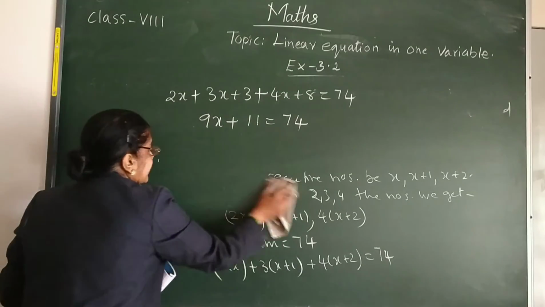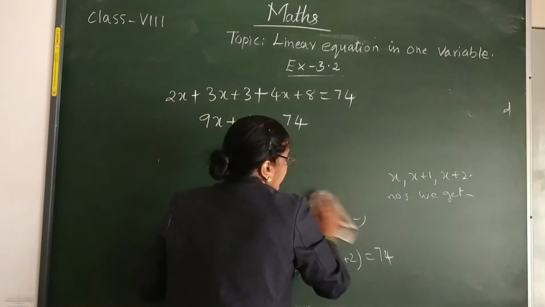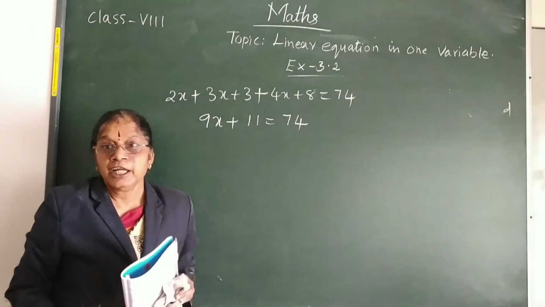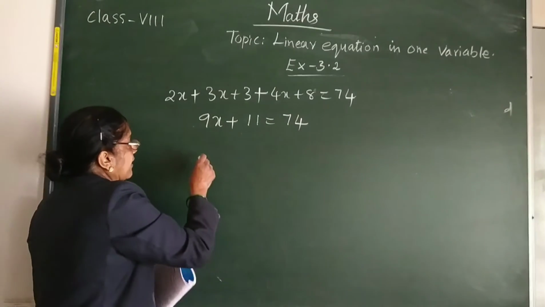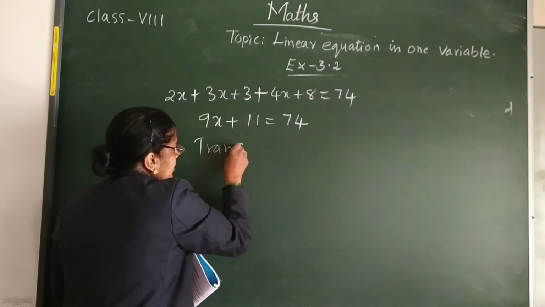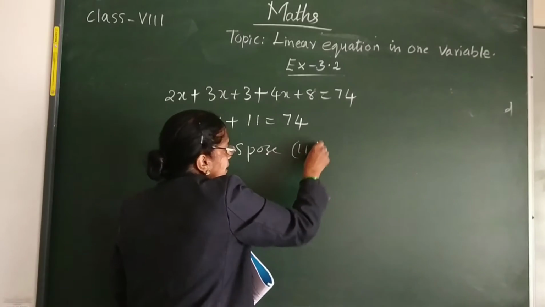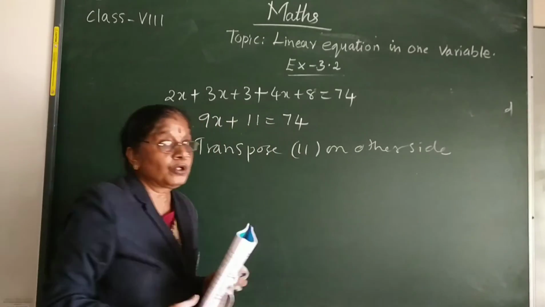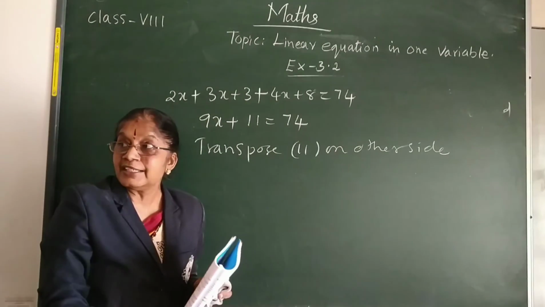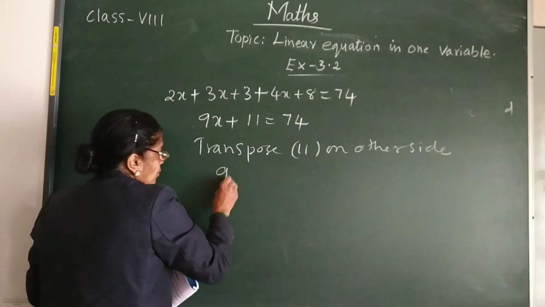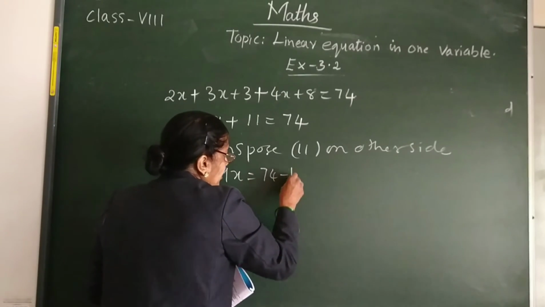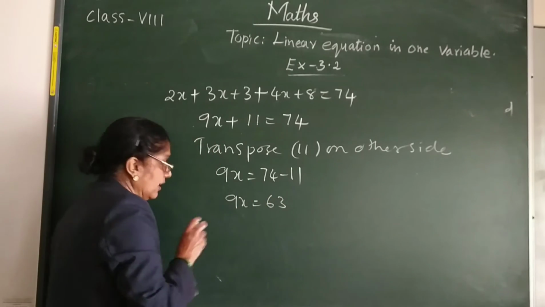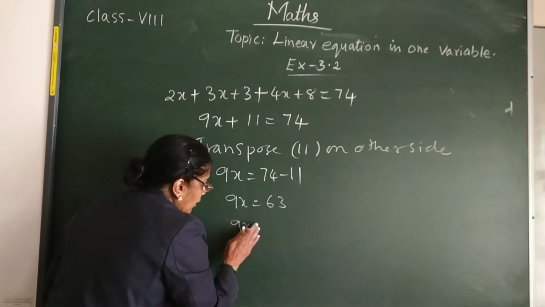Now you got the simple linear equation. You know how to solve this. What do we have to do? We have to transpose. Which will we transpose? Plus 11 will be transposed. What do we get when we transpose 11 to the other side? I told you the rule: plus 11 goes to the other side, it becomes minus 11. So 9x is equal to 74 minus 11. How much is 74 minus 11? 63. So 9x is equal to 63.